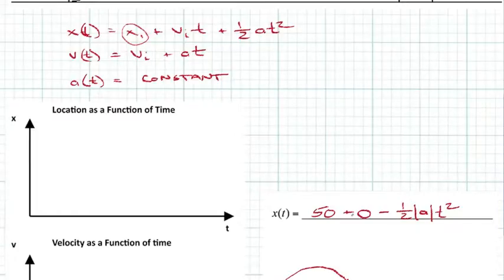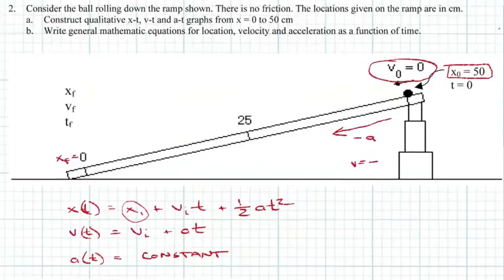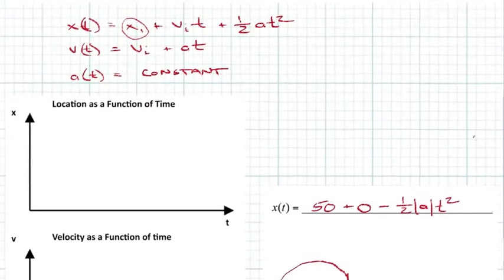it's going to make our position move backwards towards the origin, not forwards. So what's our initial position right here? Our initial position is 50. So we need to start that on our position versus time graph. So that's 50 centimeters, I believe is what it was.